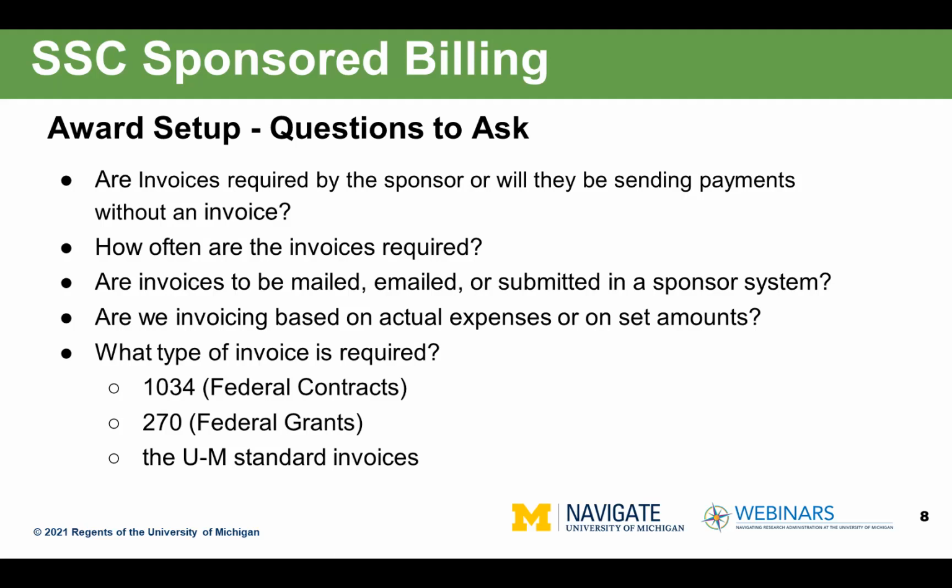The next is, are we invoicing based on actual expenses or set amounts? This is usually in the notice of award. They'll say, please invoice for X amount per month, or please invoice on actual expenses incurred. And then we also have to figure out what kind of invoice are we sending. Is it a federal contract or a federal grant? This could be a 1034 or a 270. They're just two different government forms. Or are we sending just our standard U of M invoice template?